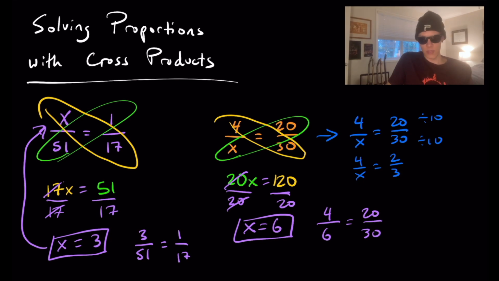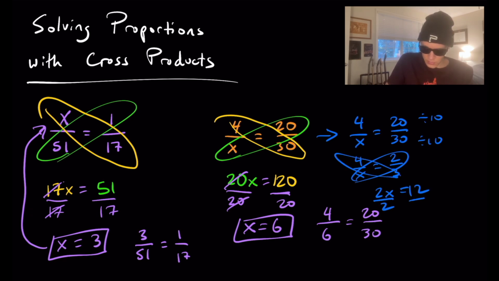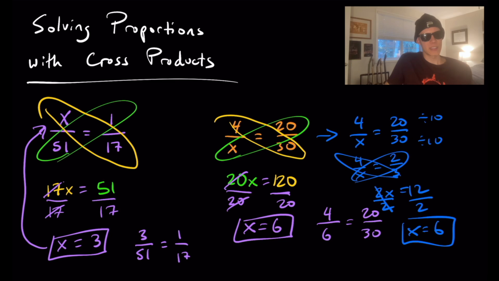If I want to use cross products, I'm working with smaller numbers, so that's a lot easier. So 2 times x is going to be 2x, and then 4 times 3 is going to be 12. If I divide both sides by 2, I'll have x is equal to 6 again. So sometimes it's helpful to simplify your fractions if you can.